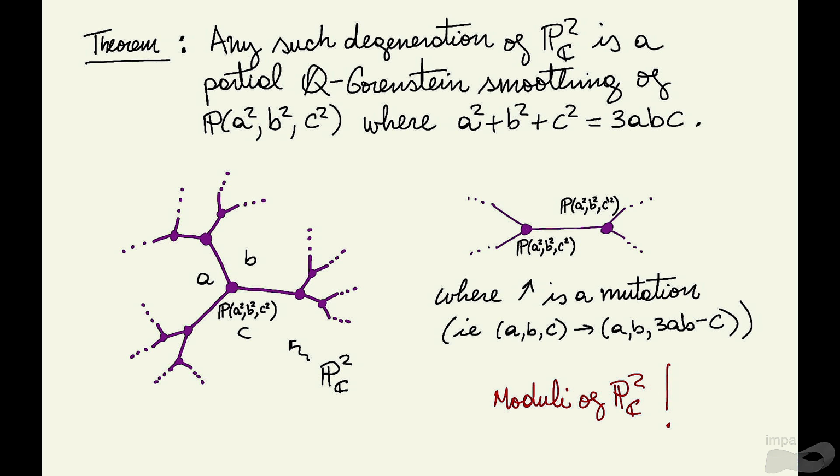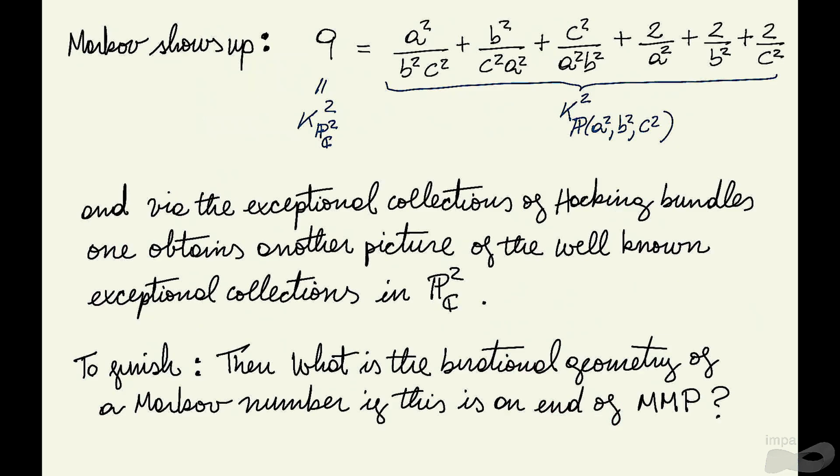How to build it? Oh, you have to go to the paper of Paul. There is a construction where he does a weighted blow up. There is an inductive construction, but this is kind of involved. It's not something I can do here. Okay, any other question before I go to the birational geometry of a Markov number?